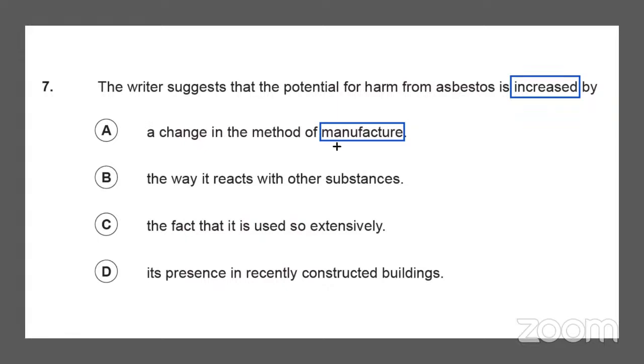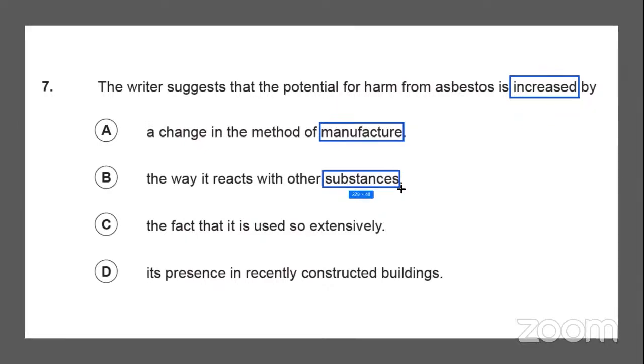So here it is manufacture, and here it is substances. The word is substances. Other substances, other materials. The word is other substances. Very important point here. Is he talking about manufacture? Is he talking about other substances? Next, in C.